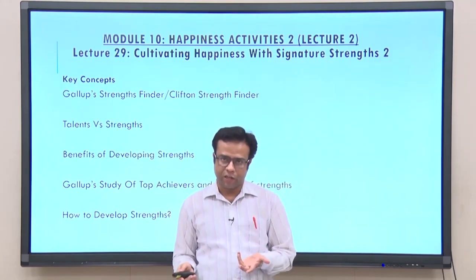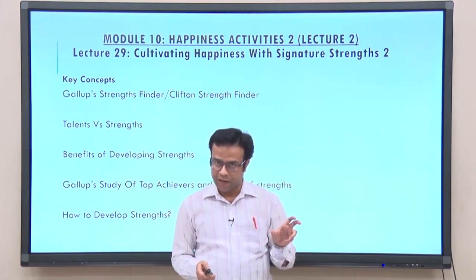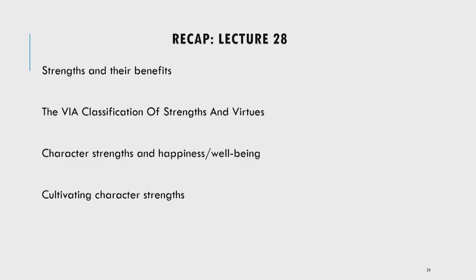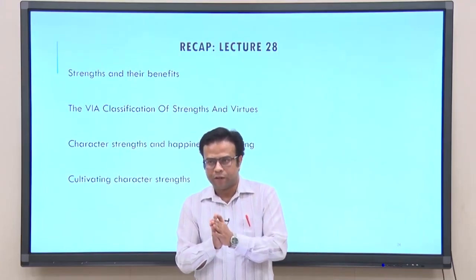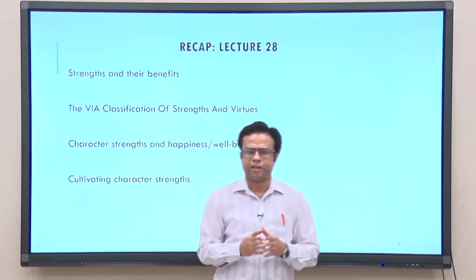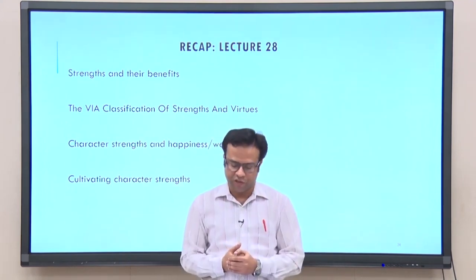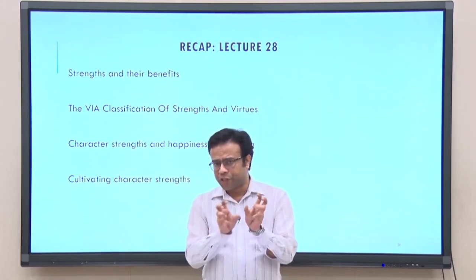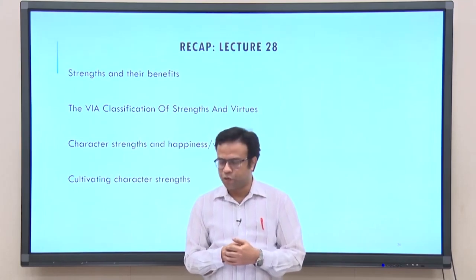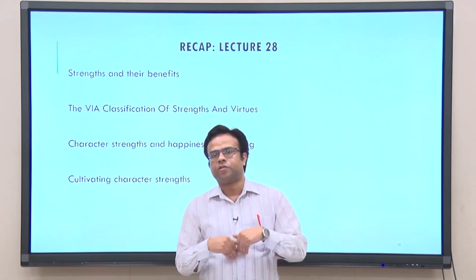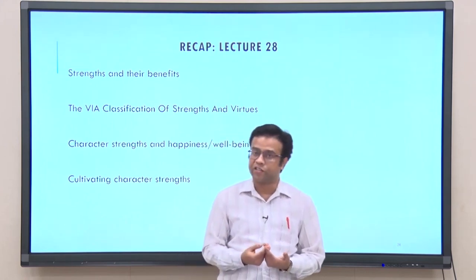Before we talk about today's lecture, let me have a brief recap of the last lecture and the concepts that we have discussed. In the last lecture, we discussed the concept of psychological strength as some built-in capacities that we have in terms of thoughts, feelings and behaviors. And we discussed that in the literature of psychology, researchers have used different approaches to classify and understand psychological strengths. In that context, we discussed one particular approach, which is called the VIA classification, which means Values in Action classification of strengths, developed by Peterson and Seligman.